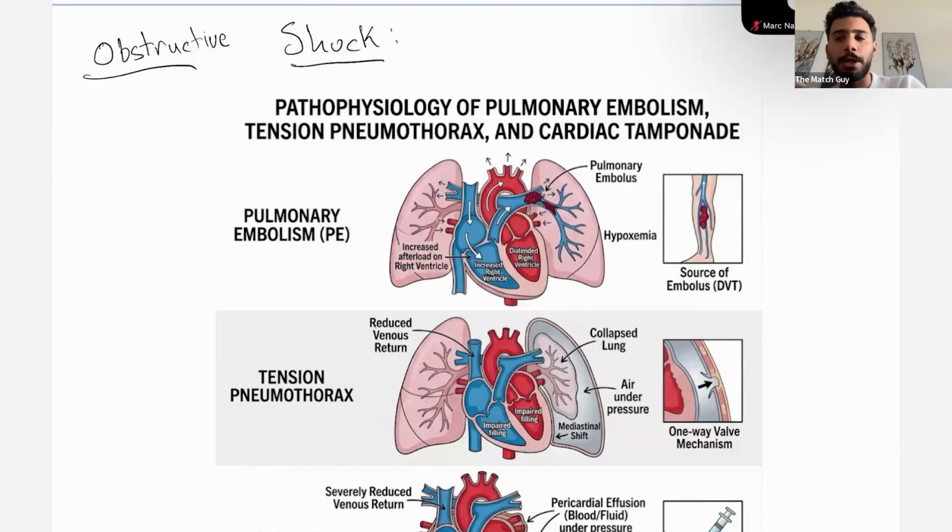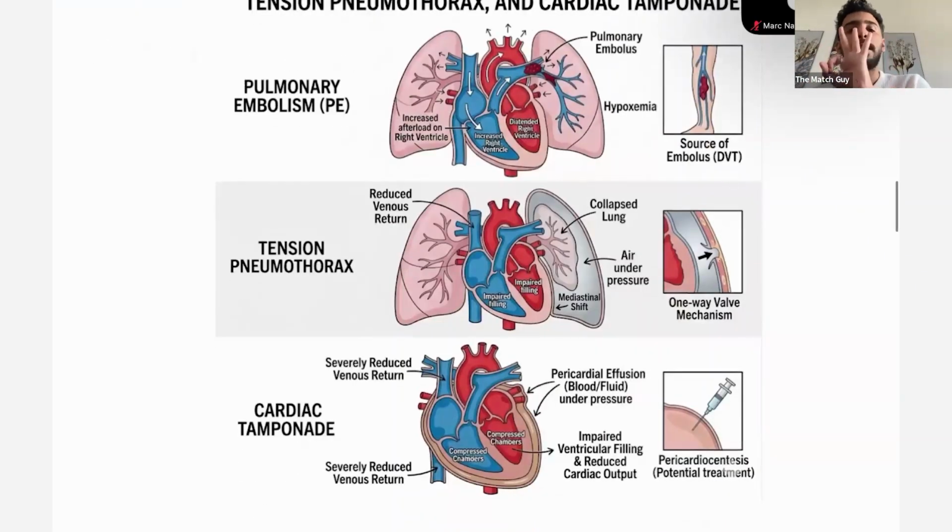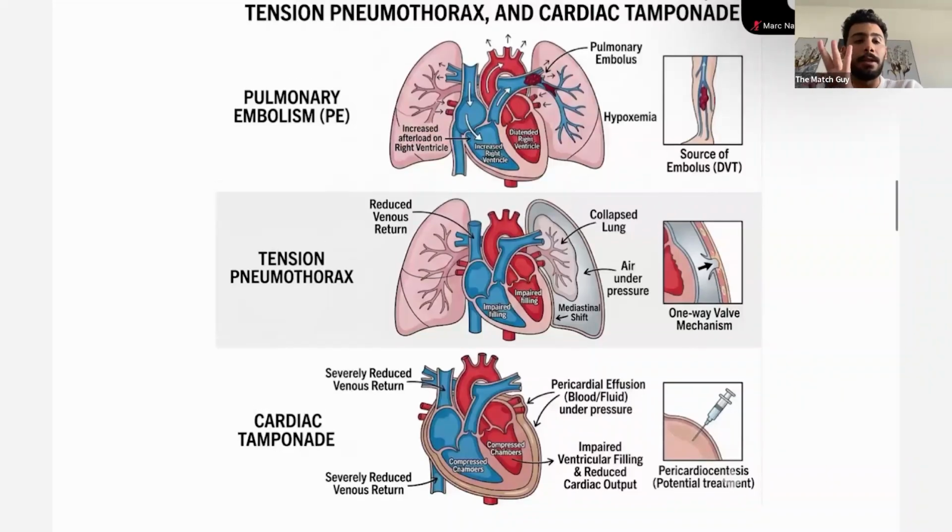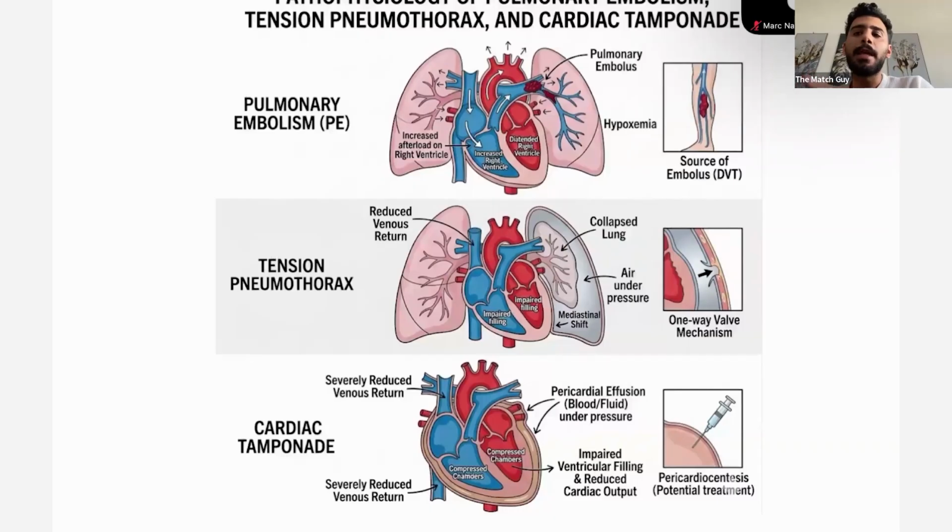Now, if there is any obstruction in this pathway, this is going to be causing an obstructive shock. And there's three different types and etiologies and causes of obstructive shock. And all of them share very, very similar pathophysiology. And for the purposes of the USMLE, it's going to be the same, so you don't have to be thinking about the minor differences between each one of them.